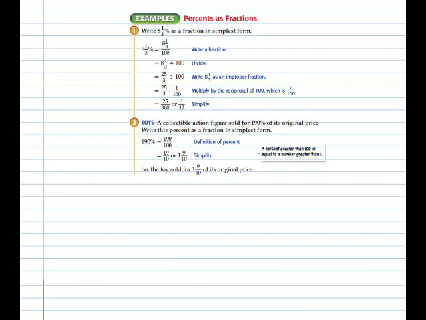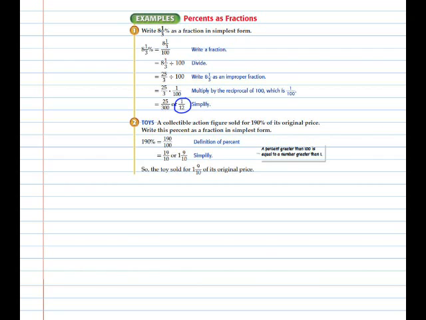Now the improper fraction, I'm going to simply rewrite this as a division expression. Here I have a complex fraction where my numerator is a mixed number. So I have 8 1/3 divided by 100. I change 8 1/3 to an improper fraction. I multiply by the reciprocal. I simplify 25 over 300 to 1/12. So 8 1/3 percent as a fraction in simplest form is 1/12.